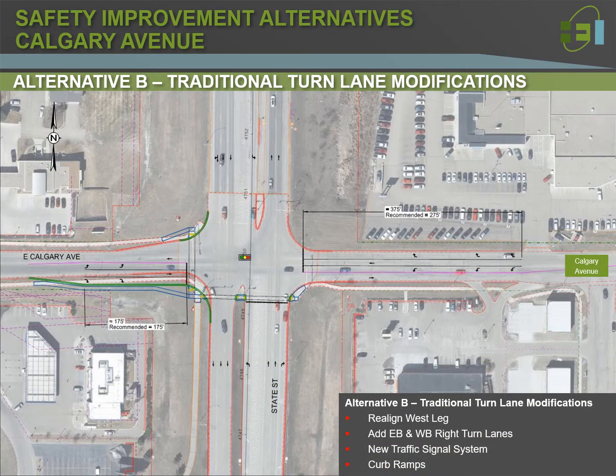And lastly, alternative B, traditional turn lane modifications at the Calgary Avenue intersection include realignment of the west leg of Calgary Avenue to State Street, the addition of eastbound and westbound right turn lanes to State Street, and replacement of the traffic signal system as well as curb ramp upgrades. This concludes the discussion on the alternative B, traditional turn lane modifications along the project corridor. We will begin discussion on the basis of the alternative C, partial median U-turn modifications on the next slide.